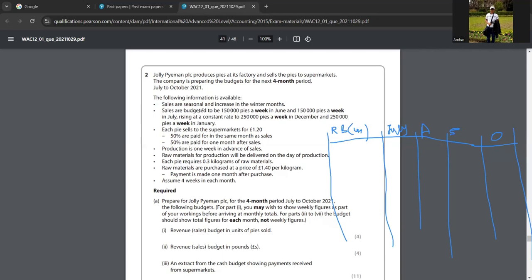Can you tell me? Sales are budgeted to be 150,000 pies a week in June and 150,000 pies a week in July, rising at a constant rate to 250,000 pies a week in December and 250,000 pies a week in January. So based on this information only, you have to write the first part. So how will you do? First, we can do weekly demand. So can you explain me this? How will you do this? Can you try explaining me?